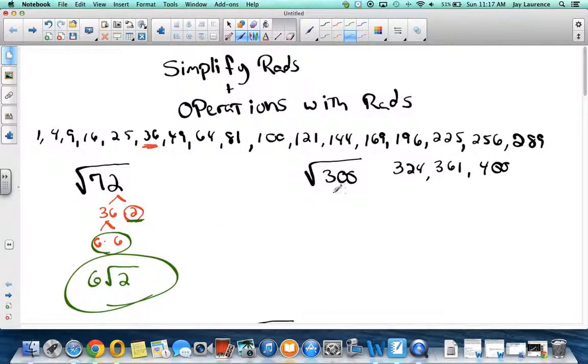All right, now rad 300. Well, that's an easy one because 100 goes into 300, and 100 is a perfect square. And it's 10 times 10, right? So I've got a pair of 10s going out on one date. The 10s leave the house. This time the 3 is left home all alone watching TV. All right, there we go.